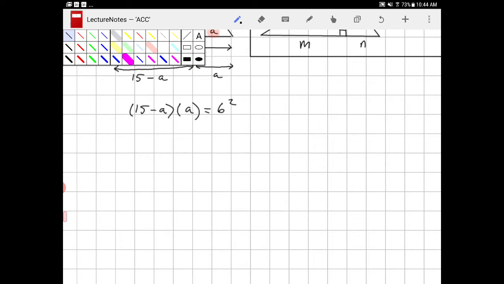So what I'm going to do is distribute this out. I have 15 minus A, I mean 15A minus A squared is equal to 36.